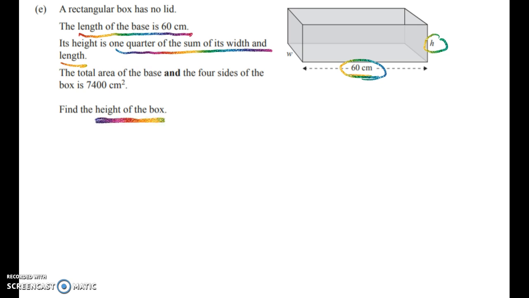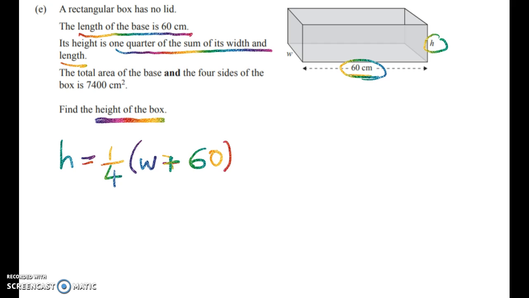So let's start out slowly. We've already been given variable letters to use, so we'll start by writing down an expression for the height. Well, the height is 1/4 of the sum of the width, which is w, and the length. And the length we know is 60. So that's where we're going to start.